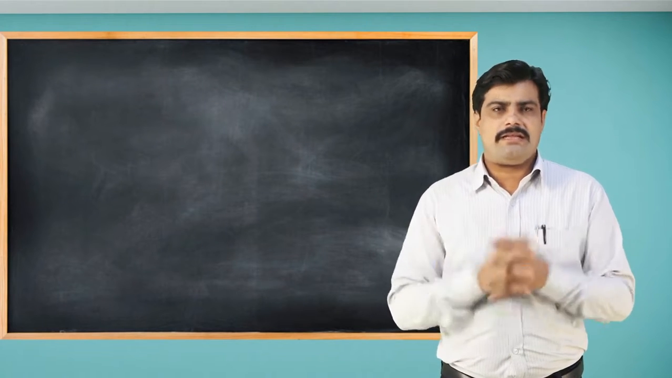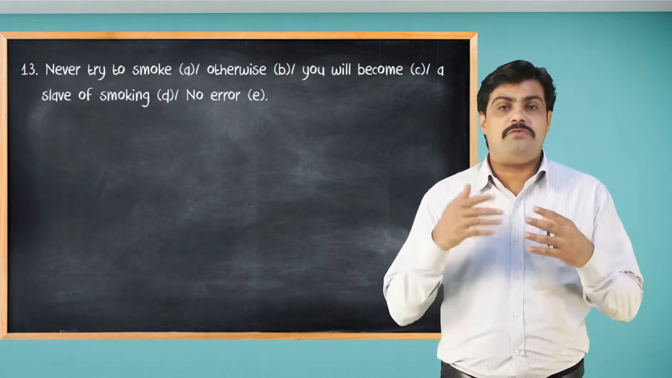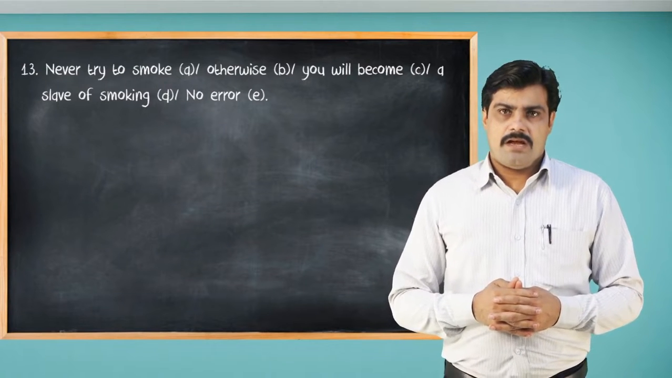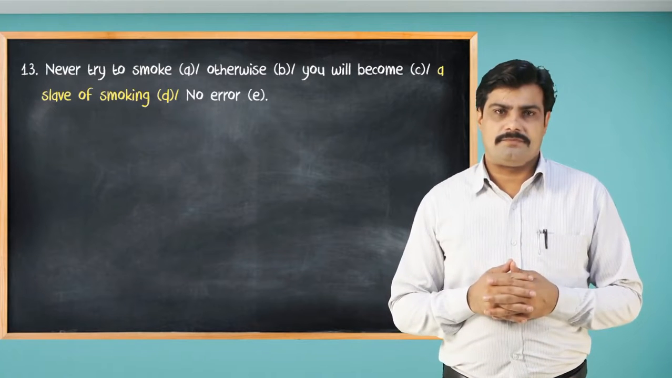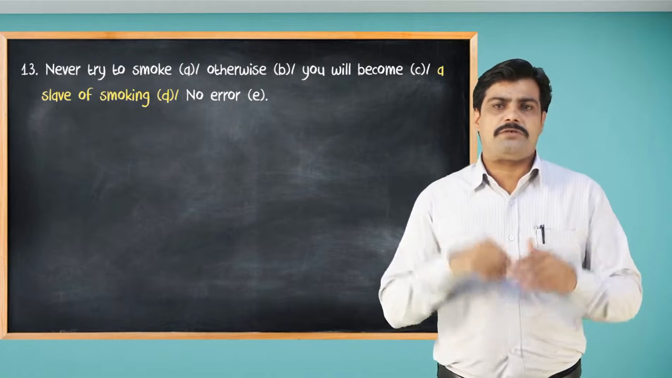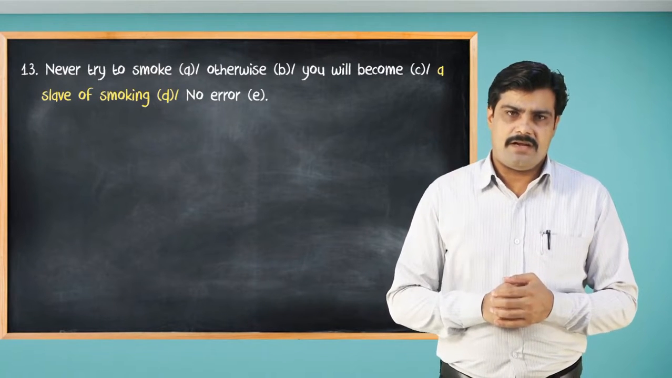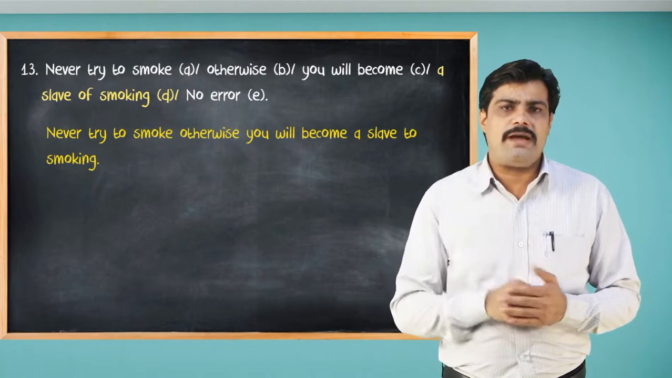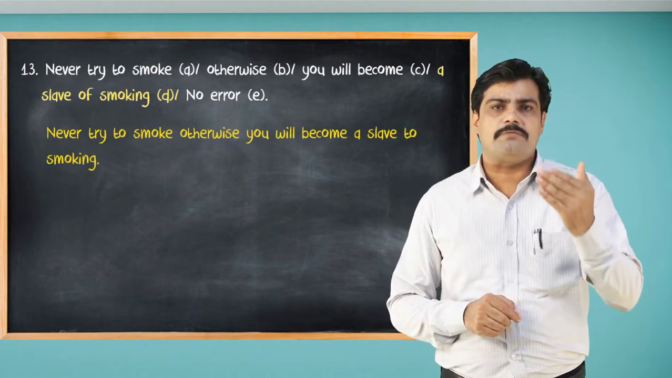Now let's see another sentence. Never try to smoke, otherwise you will become a slave of smoking. Now in this sentence, part D is wrong. Erase the preposition of and use to, because according to the sense, to is correct here. Now the correct sentence would be, never try to smoke, otherwise you will become a slave to smoking.